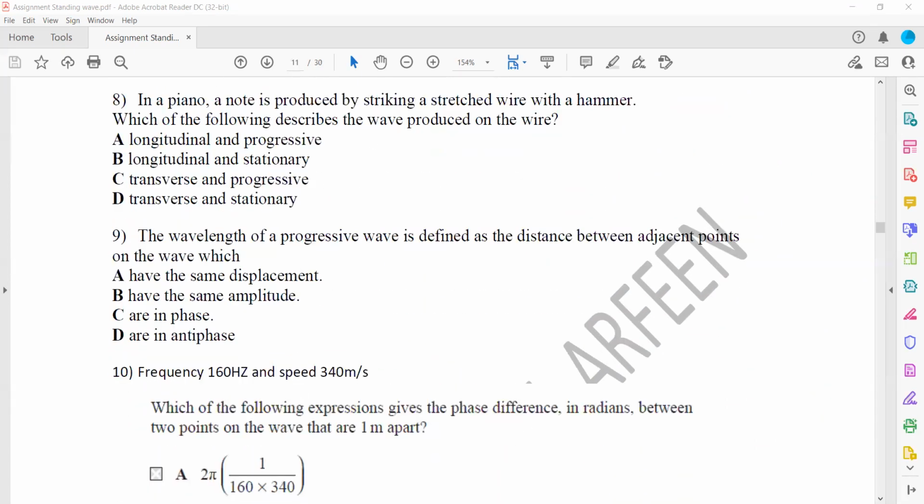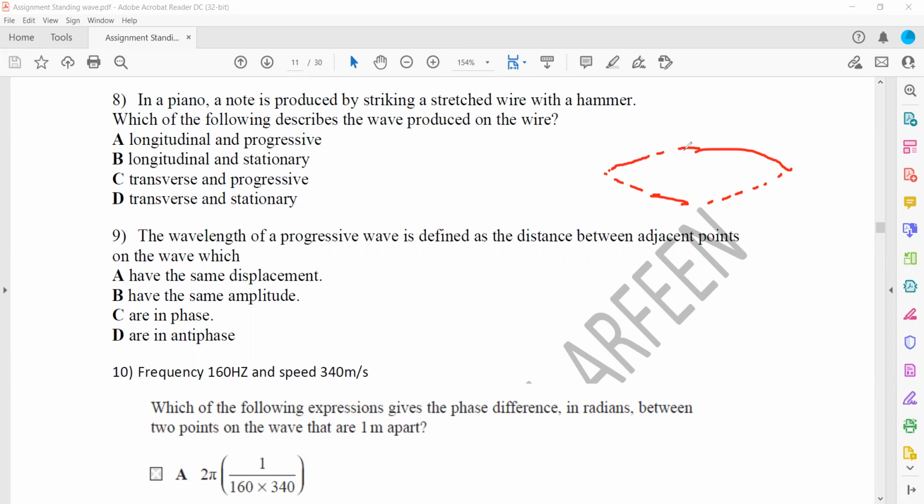In question 8, in a piano, a note is produced by striking a stretched wire with a hammer. Which of the following describe a wave produced in a wire? The wave which is produced in a wire is a standing wave, and in that sense it does not travel from one place to another, it is in a confined region.